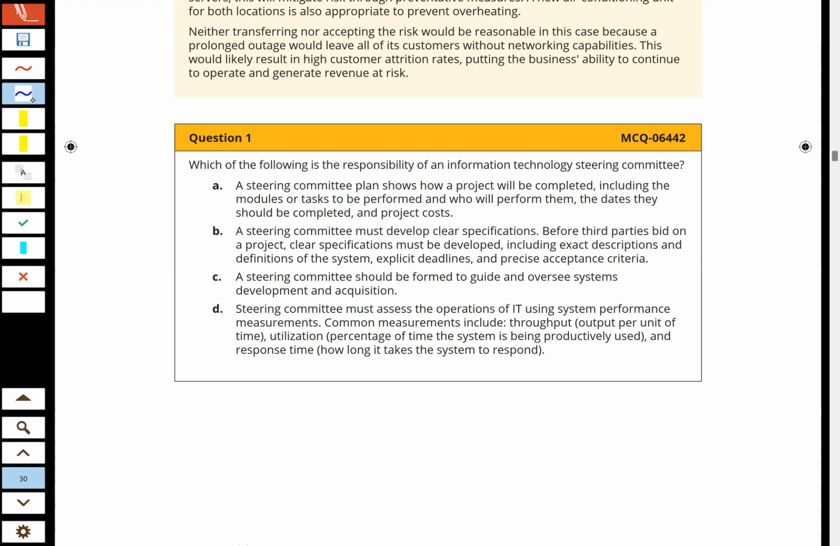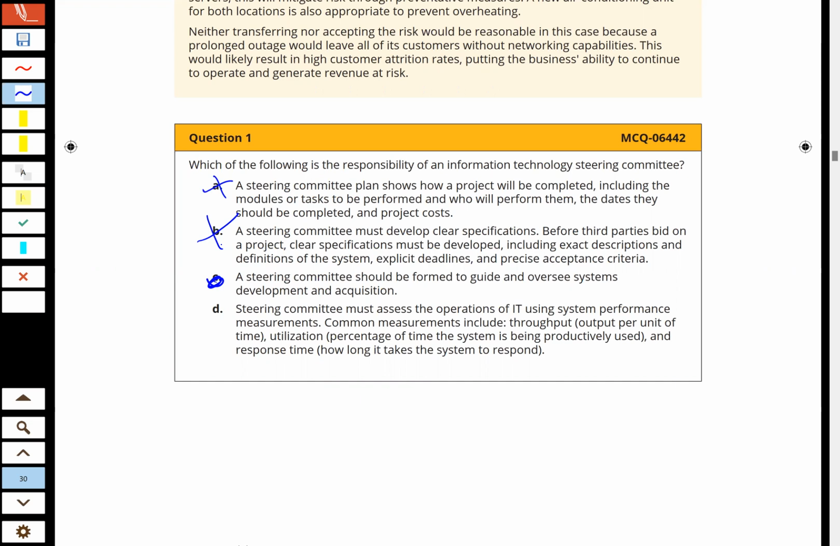When you look at items A and B, they're really talking more about the process of the project management team. So A and B are good things, but they're really more in the bailiwick of the project management team, and so project development team, I should say.